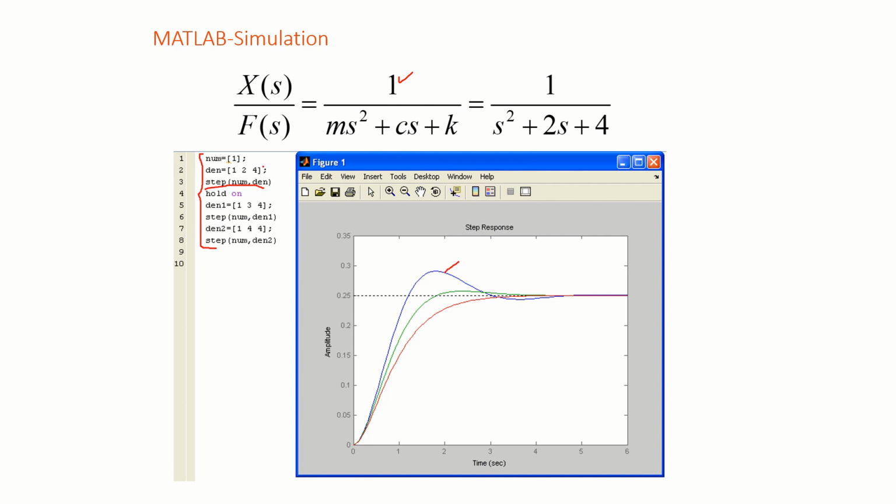Suppose instead of 1, 2, 4, I make it 1, 3, 4, I'll get another solution. Suppose I change the denominator again, correct? Once again, we can clearly see that as these values change, the system response for the given stimulus keeps changing. These are observations you can make, right?